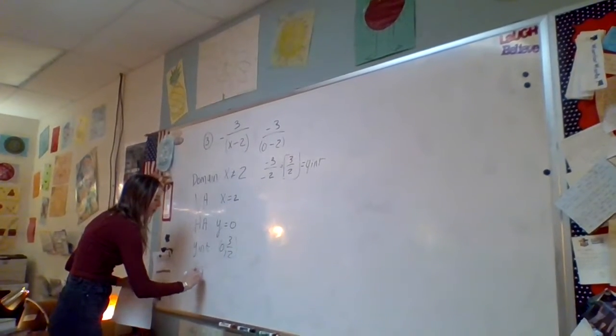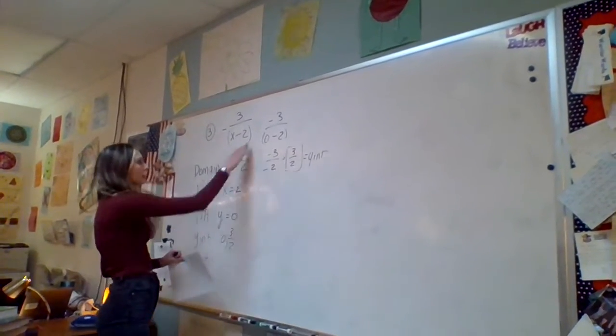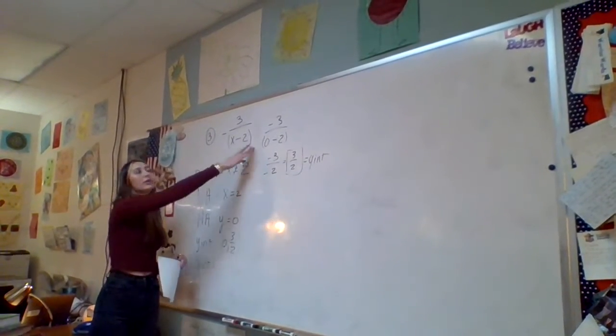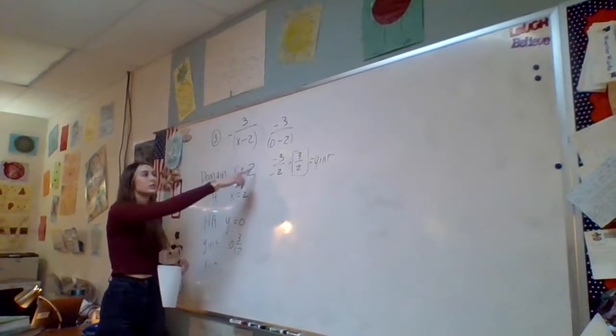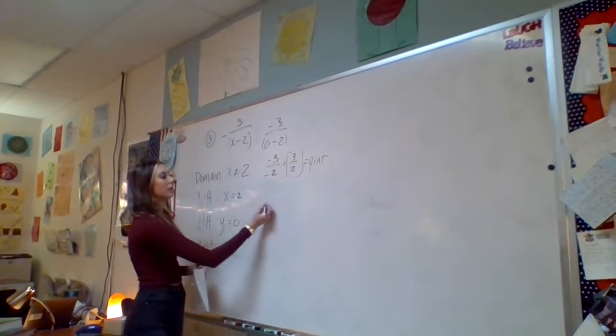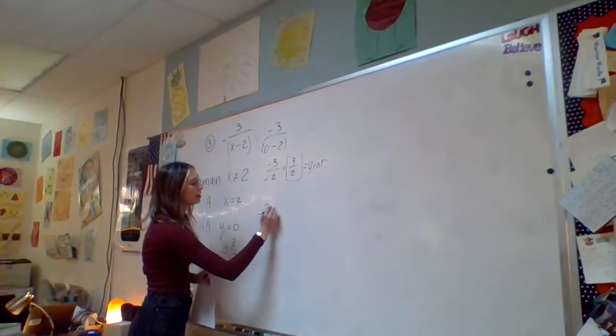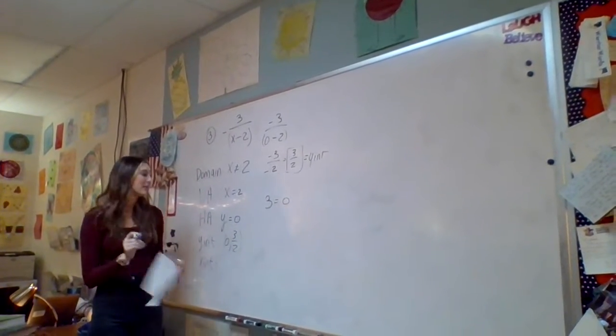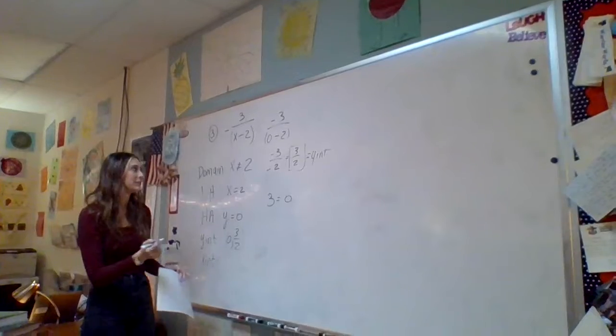And now we're going to do our x-intercepts. To do our x-intercepts, we set the whole thing equal to 0, but really we can just set the top equal to 0 because we know we're going to have to get rid of our fraction. When we set 3 equal to 0, we don't have any x's at all. So that means we're going to have no x-intercepts on this problem.